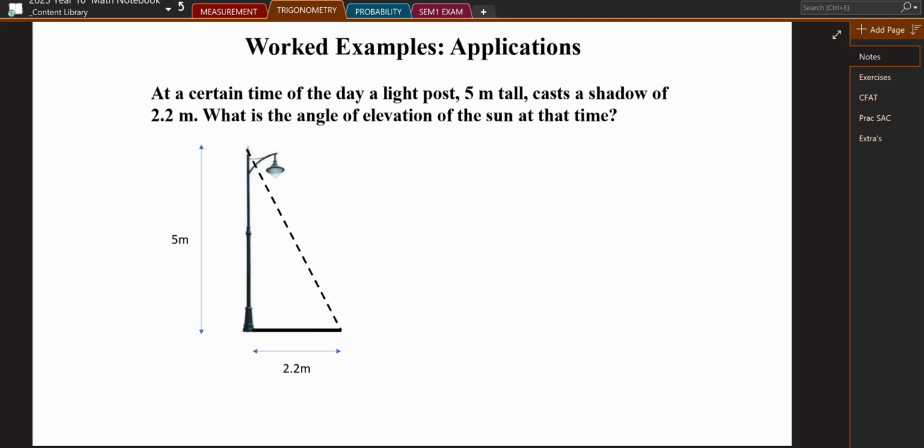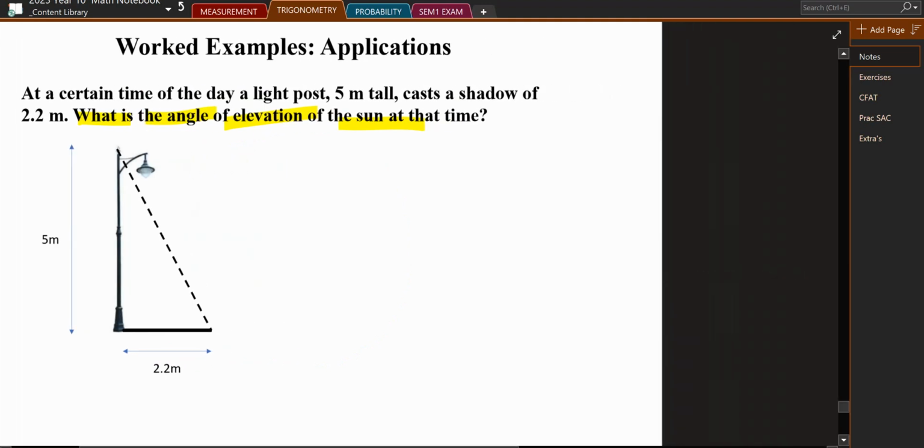Angle of elevation of the sun. So which angle, let me actually highlight that. What is the angle of elevation of the sun at that time? So what we're looking for is some sort of angle of elevation. Which angle are we looking at in this? Well, I can already see a triangle there. What you might want to do is, you've got some space there.